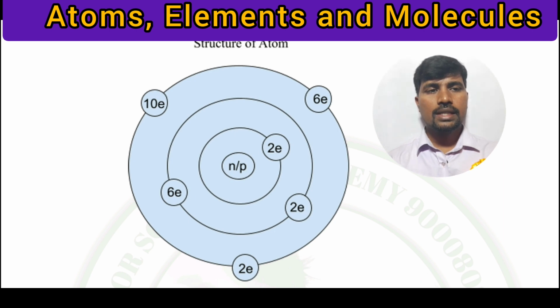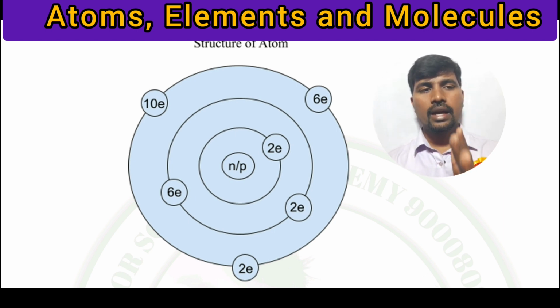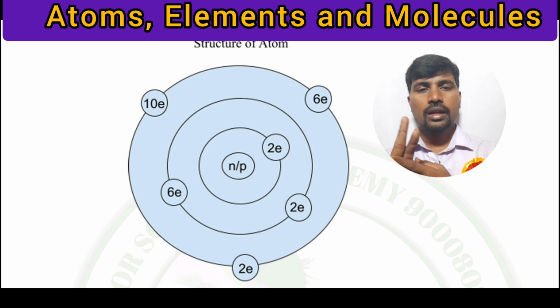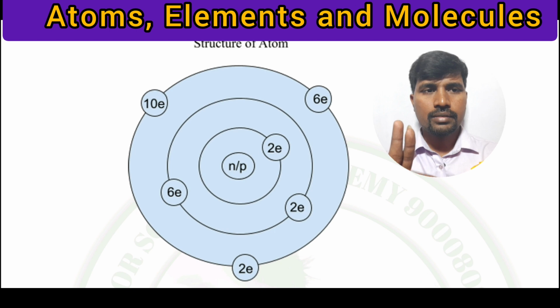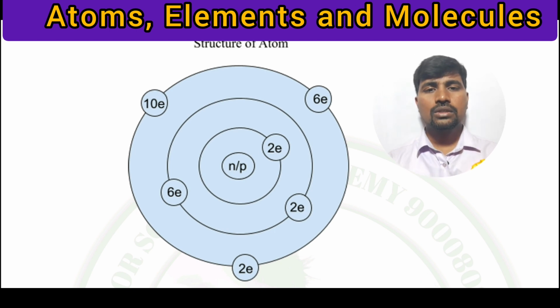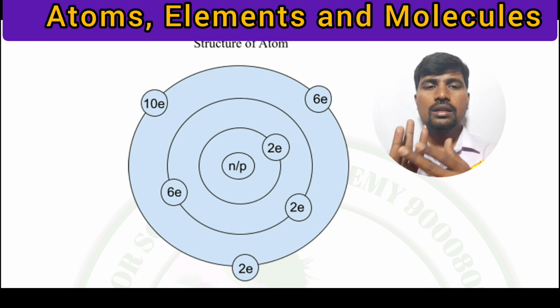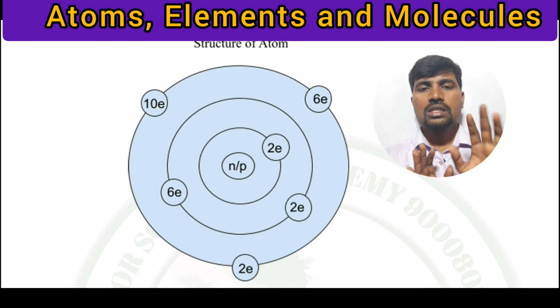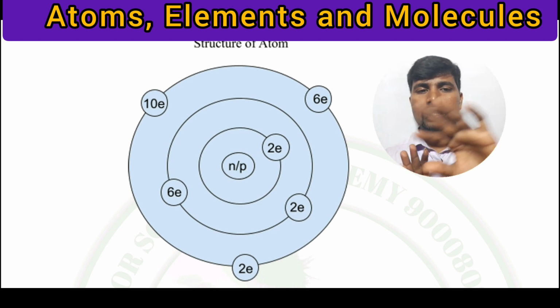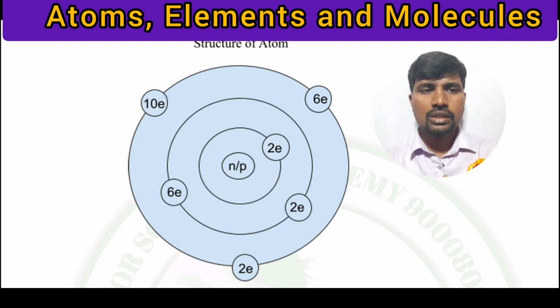The center of the atom is nothing but the nucleus. In the nucleus, two subatomic particles will be there: one is proton and one is neutron. Proton and neutron are present in the nucleus of the atom, meaning the center of the atom. The third subatomic particle, electron, revolves around the nucleus, just as the planets revolve around the sun.